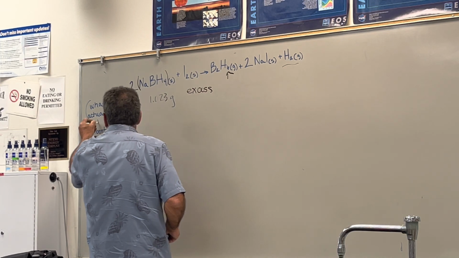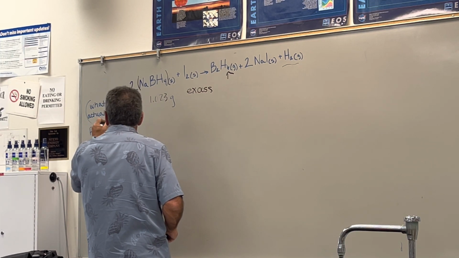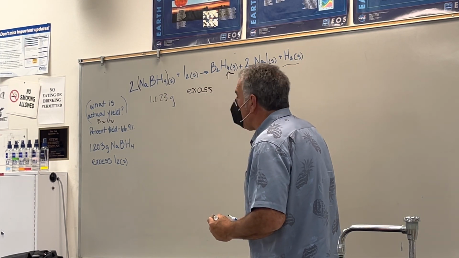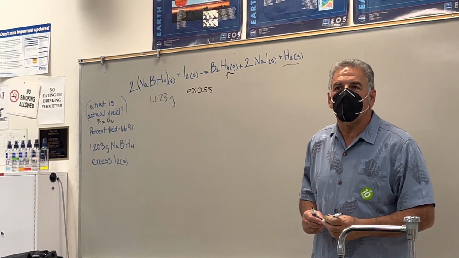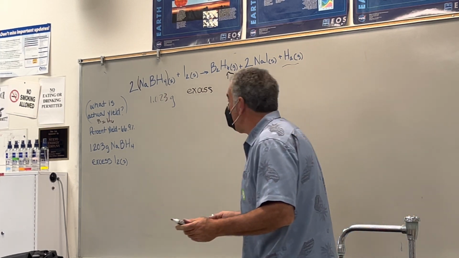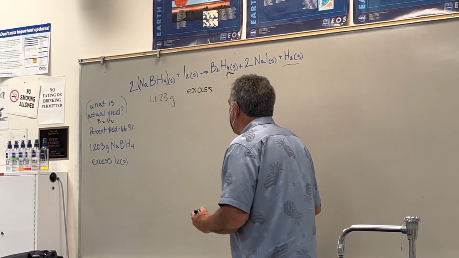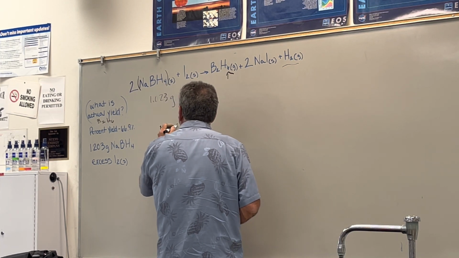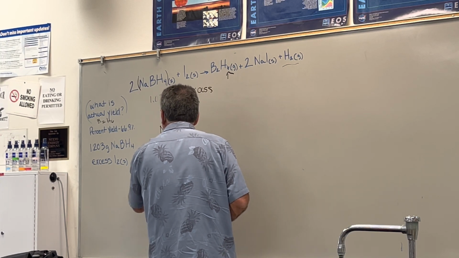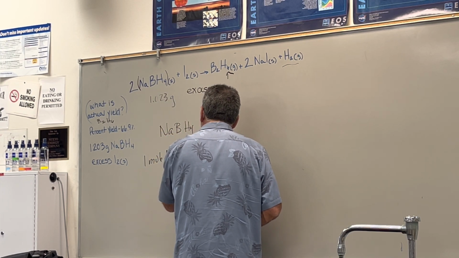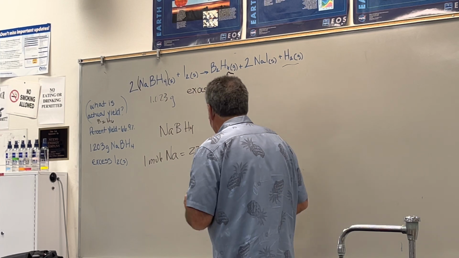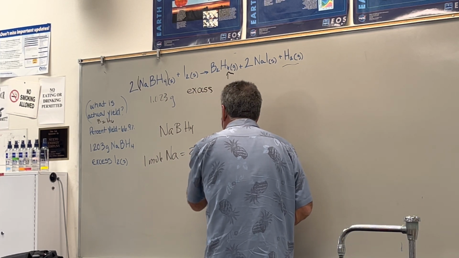So let's put that there. So, what did we do before? What's the first step? Grams to moles, yep, right? Well, we don't have the moles of sodium borohydride, so how do we get that? What does 1 mole of sodium weigh? 22.99. That's what I got in the lab book. Yeah, 22.99, okay. 1 mole is 22.99 grams.